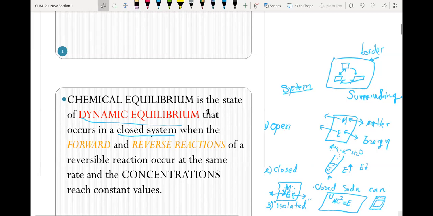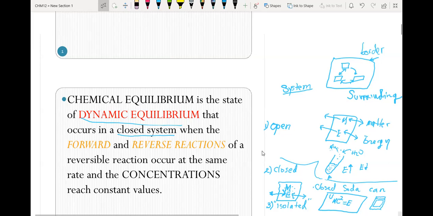Now I go back to the definition of equilibrium. We say chemical equilibrium is the state of dynamic, always moving, always working equilibrium that occurs necessarily in a closed system. This type of system here. Closed system. All right, let's continue. And that dynamic equilibrium occurs when and only when the forward and reverse reaction of a reversible reaction occur at the same time, at the same rate.